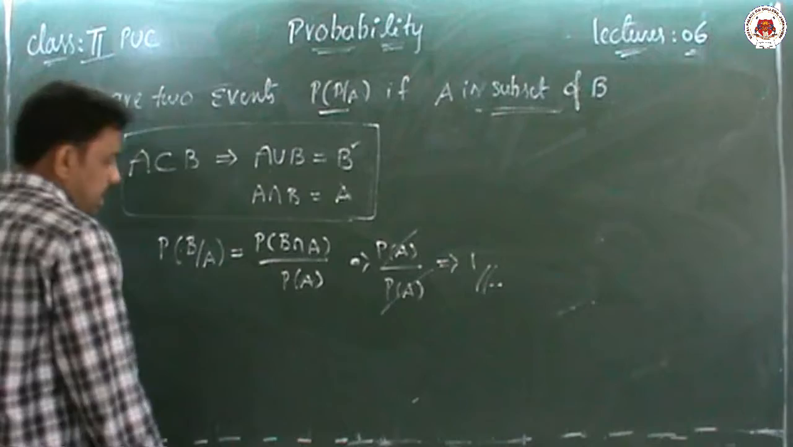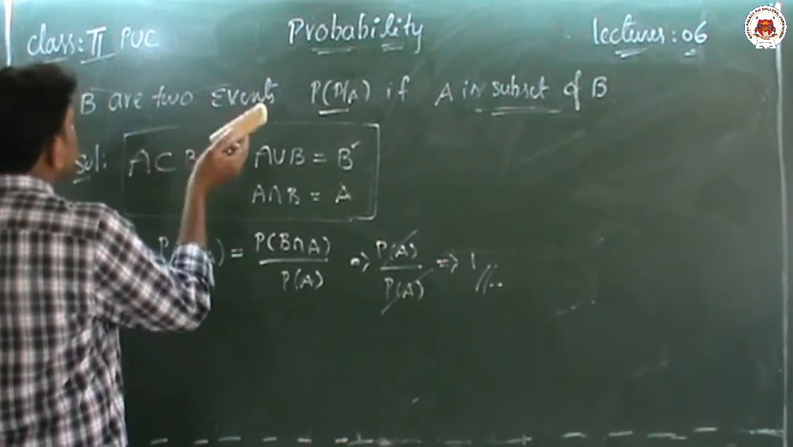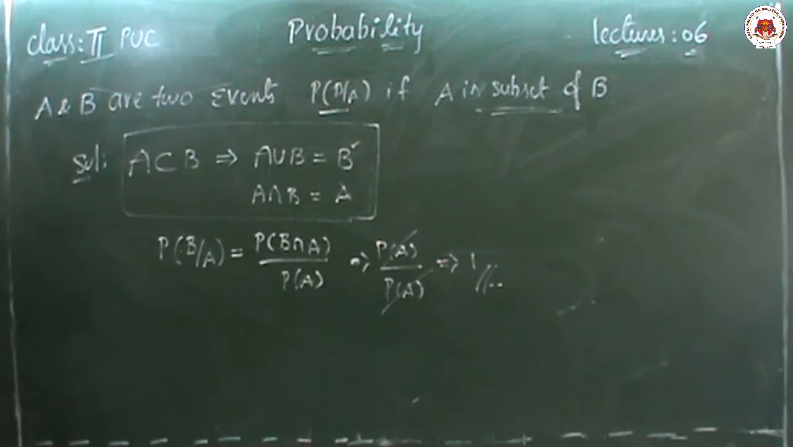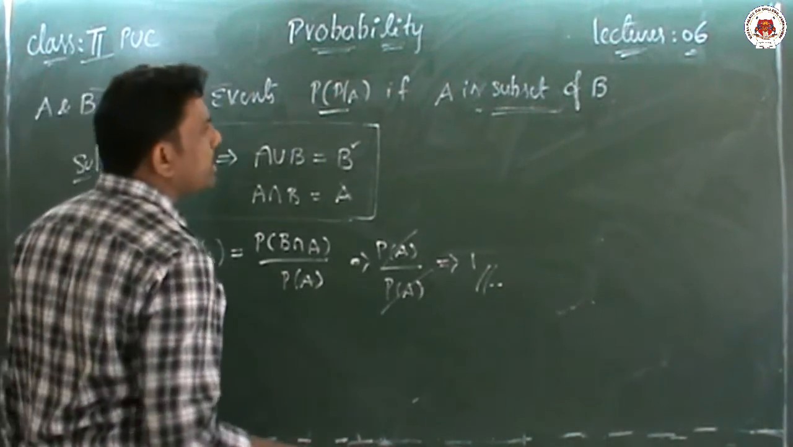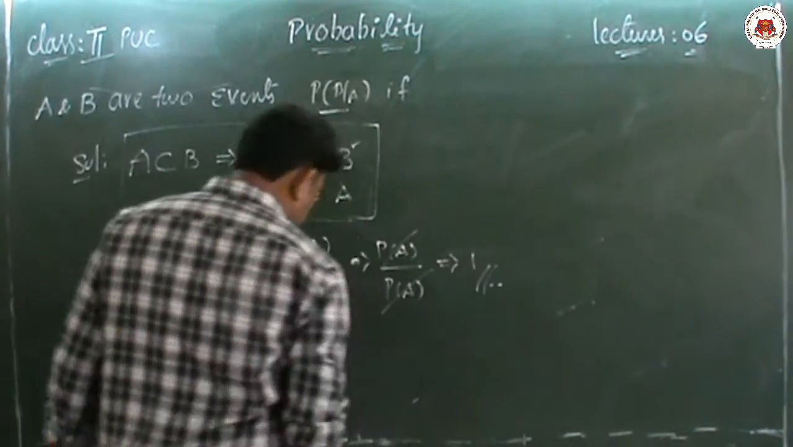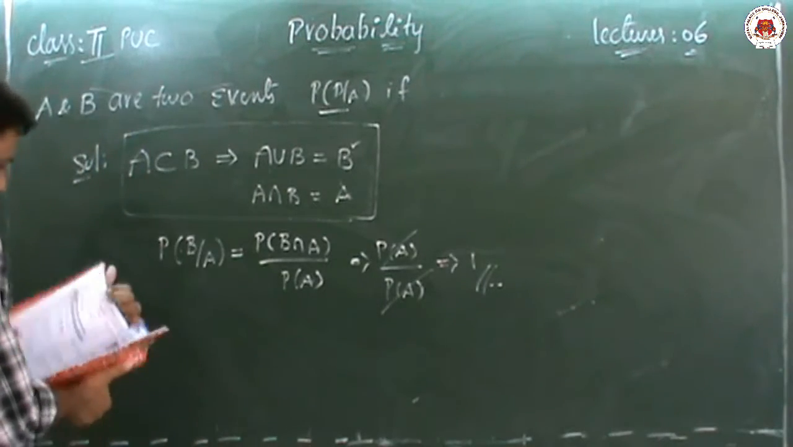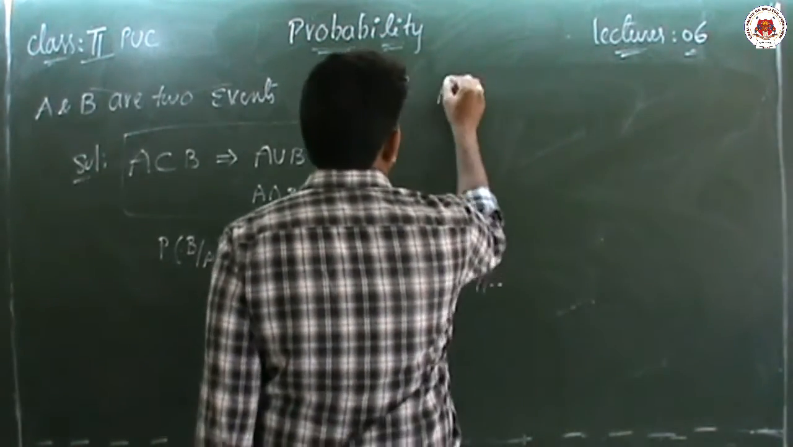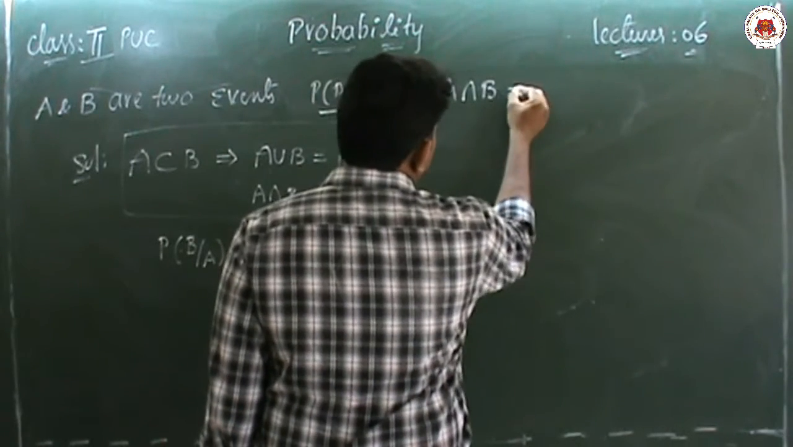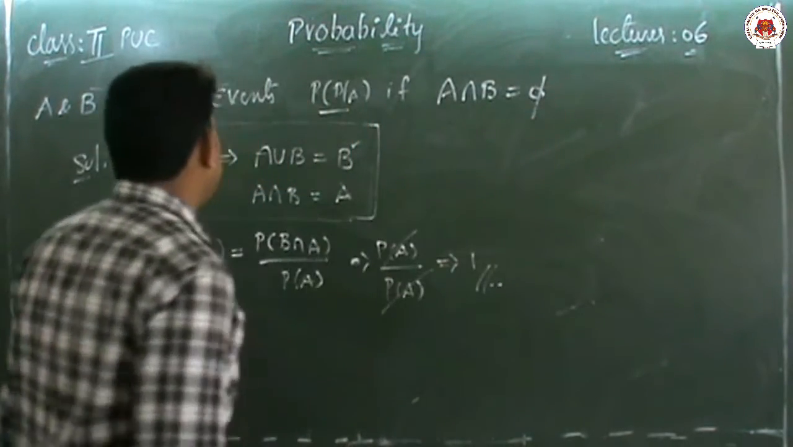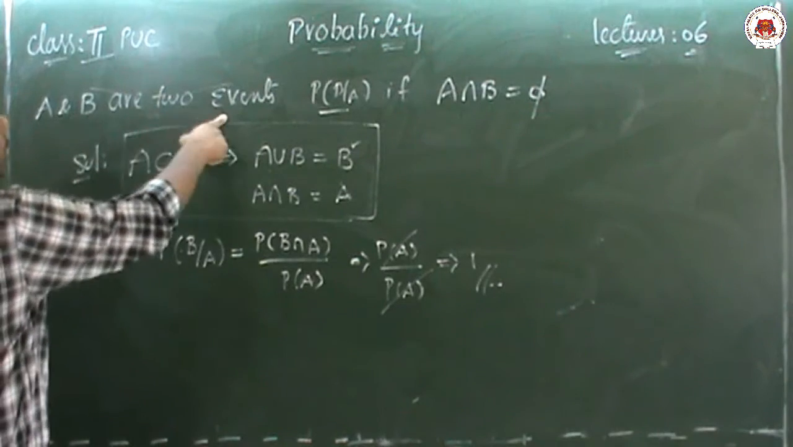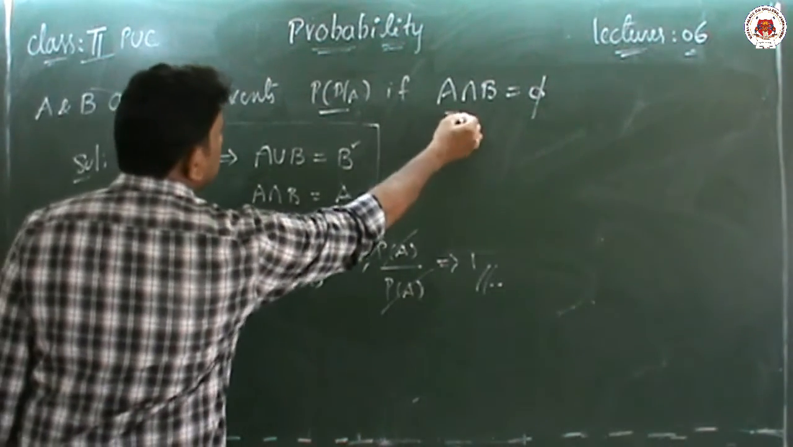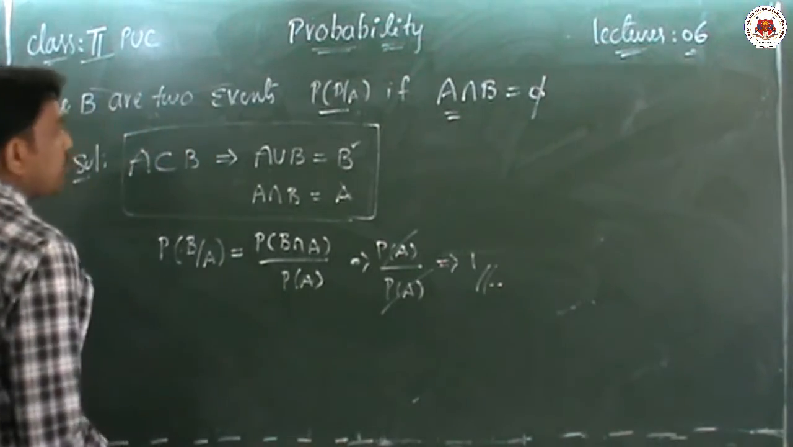So this is the first question. The second question is the same: A and B are two events, and we have to find P of B by A. But here another condition is given: A intersection B equals 5. So children, A and B are two events, and we have to find P of B by A, given that A intersection B equals 5.